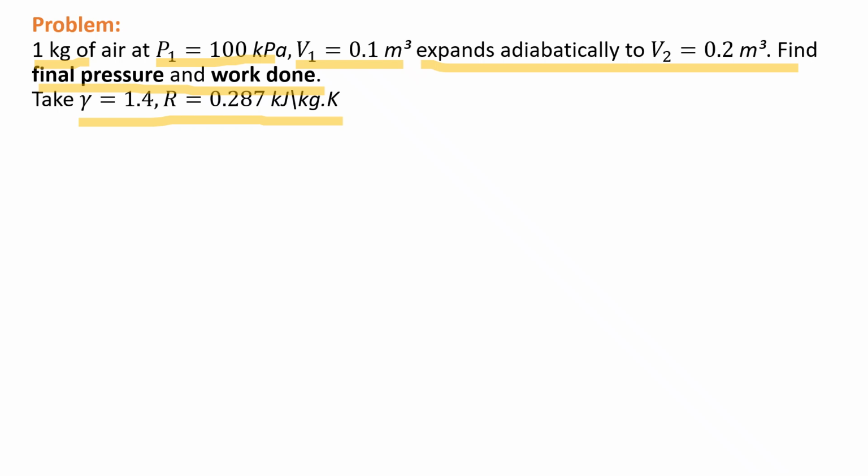So here it is clearly mentioned that an adiabatic expansion process is there. Initial mass is 1 kg, initial pressure 100 kilopascal, initial volume 0.1 meter cube, final volume 0.2 meter cube. We have to find out the final pressure P2 and work done.